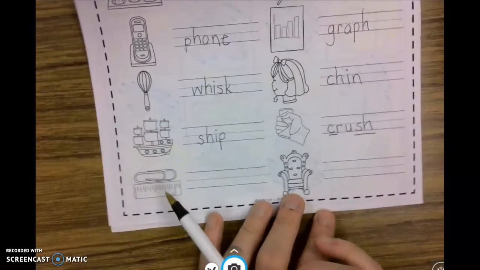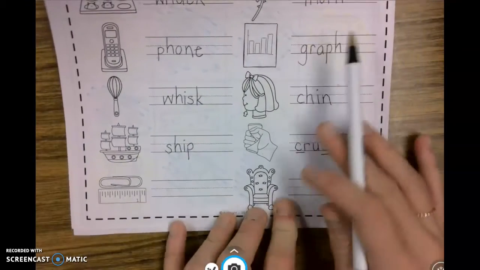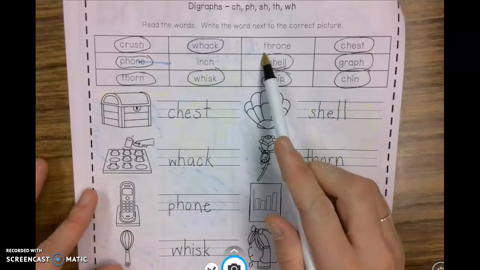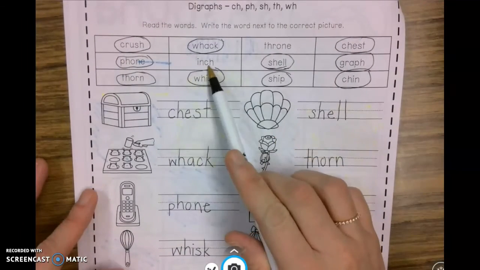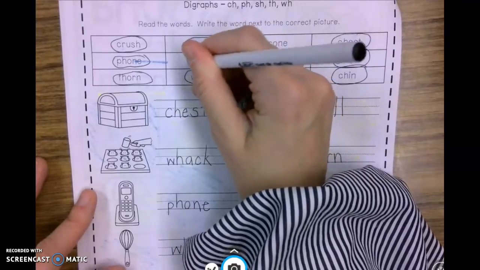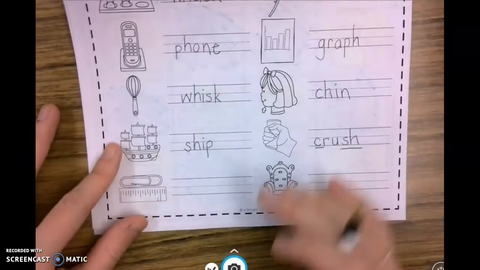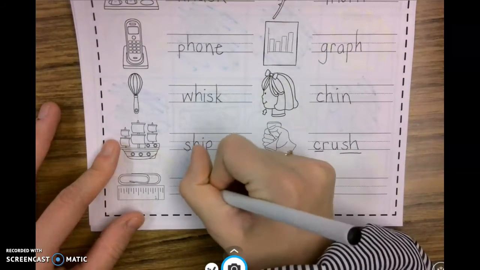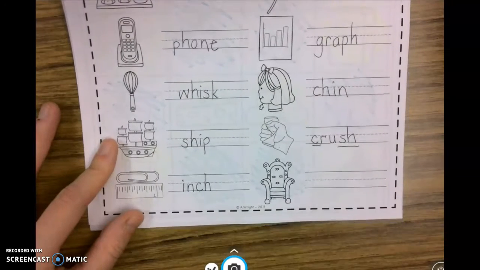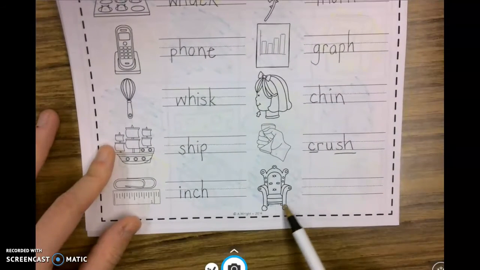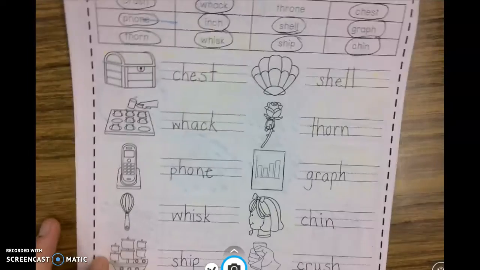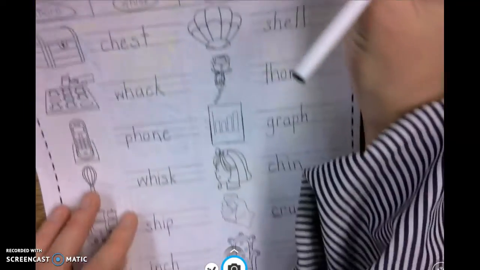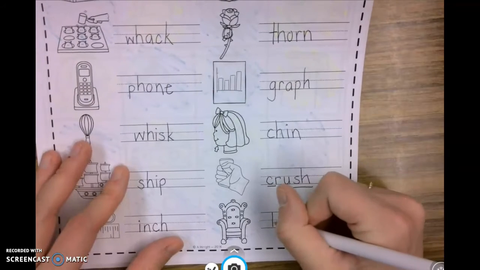Okay. This is inch. Inch. So we're going to look for in. Does this have in? No. Does this have in? It does. So we'll circle inch. We don't cross it off because we want to be able to know how to spell it. So there's inch. And our last one is throne. This is where someone sits. Oh, and there it is. Throne. Okay, let's write that word.